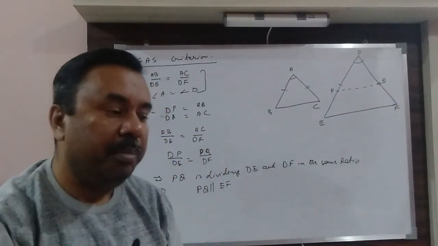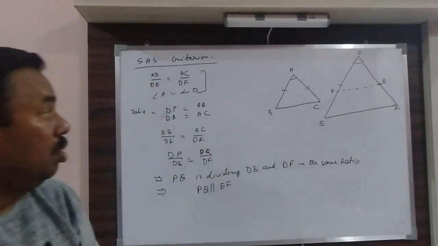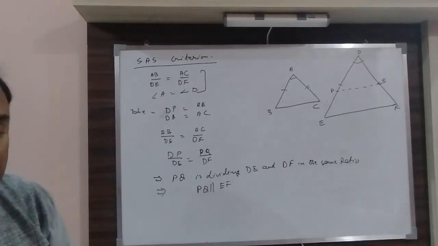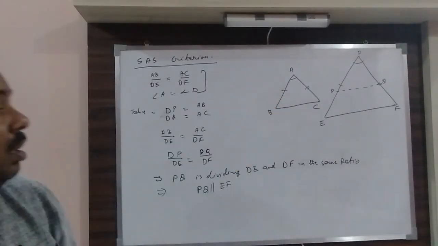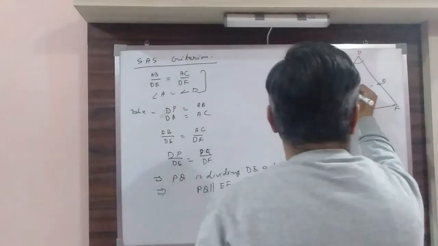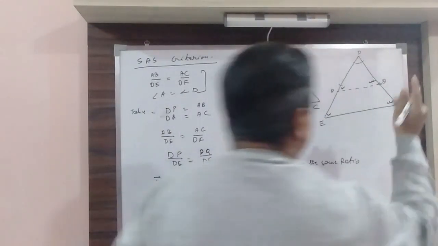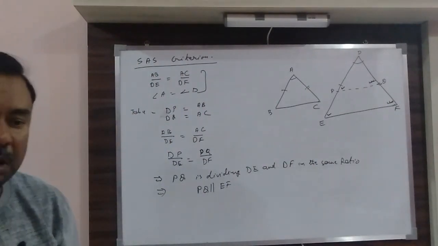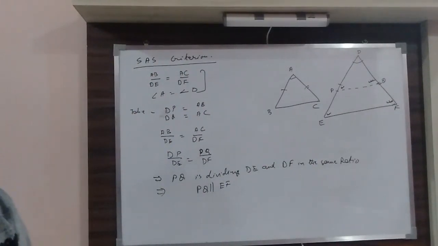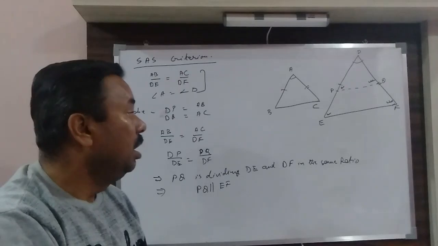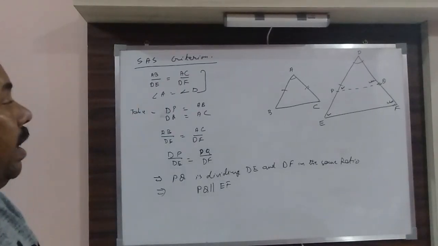Okay, PQ is parallel to EF. Now, if it is parallel, that means this angle is equal to this angle and this angle is equal to this angle. Got it?